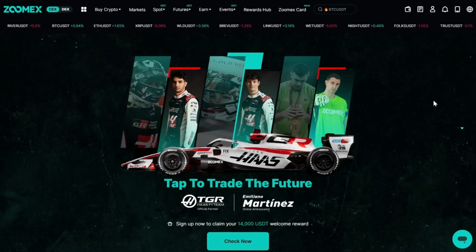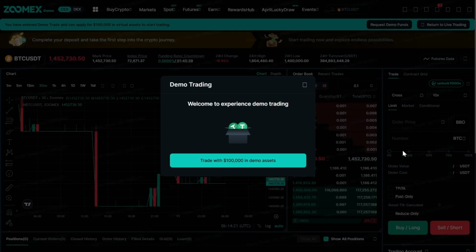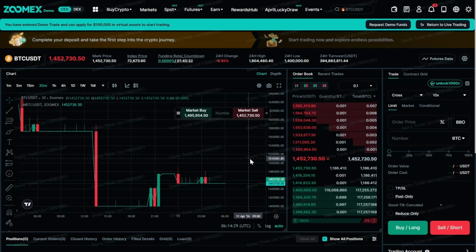To find demo trading on Zoomex, we go up to this icon here and we can see a demo trading. We can see that Zoomex automatically asks you if you want demo trading funds. So we are going to click trade with 100,000 in demo assets. Now again, this acts like real money, but the goal here isn't just to make profit, but to learn how the platform works and build consistency in your trades.